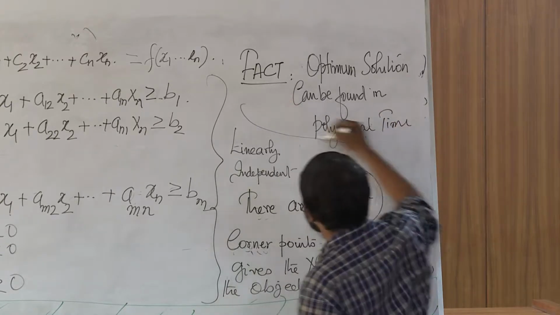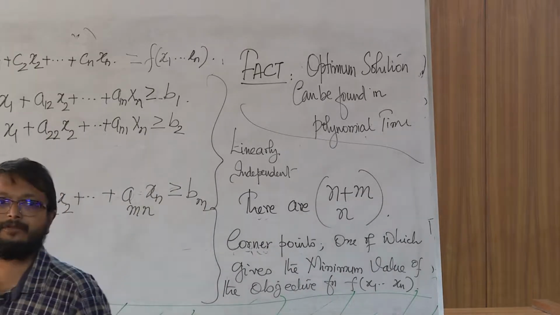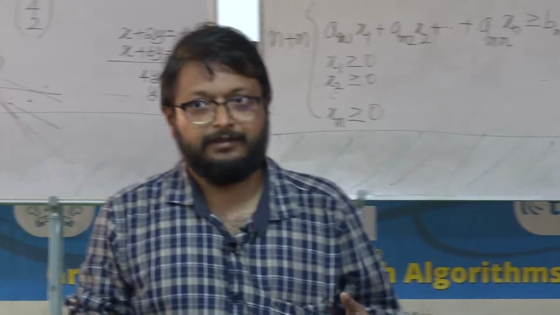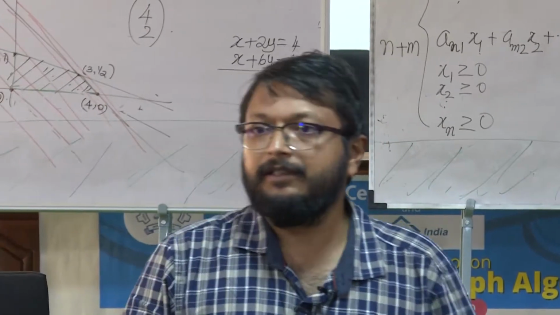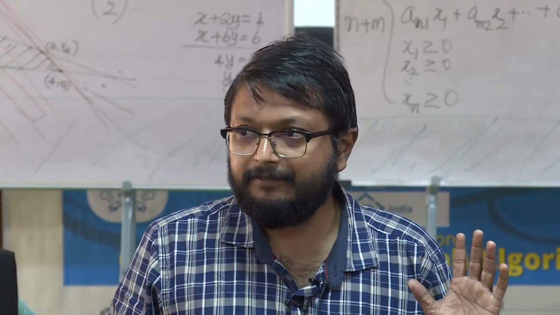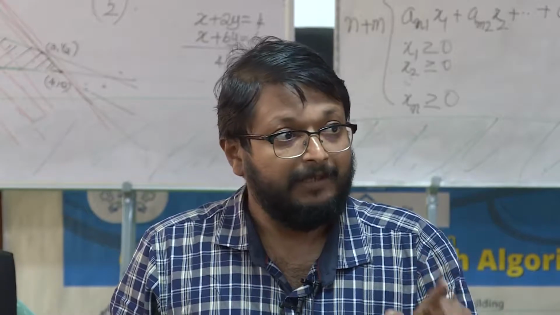So, this method, the method which I outlined here, requires you to look at n plus m choose n points. There are better algorithms which reduce the search space and find an optimal solution in polynomial time. So, therefore, linear programming becomes solvable in polynomial time.